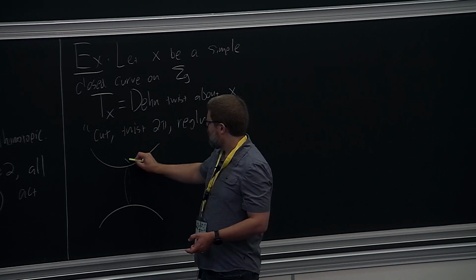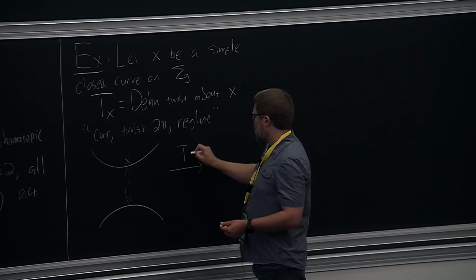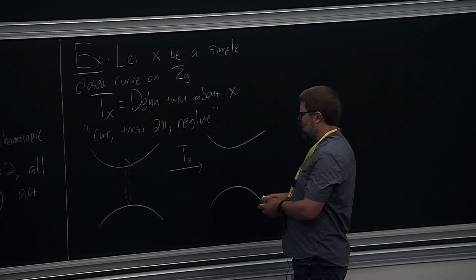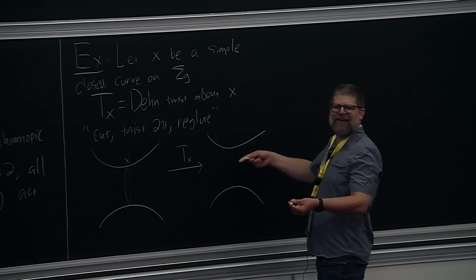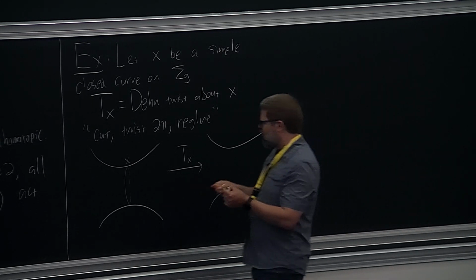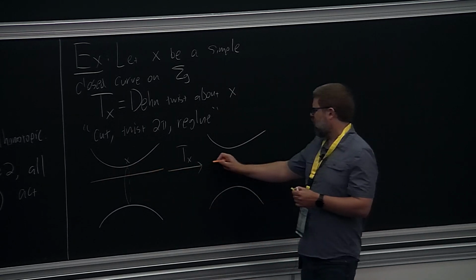But what happens if we cut, twist, and reglue? Well, the surface, of course, is still that, and it's hard to see what's going on from that. But if I draw a little transversal curve like that, what does it do? Well, it's just going to go like this.